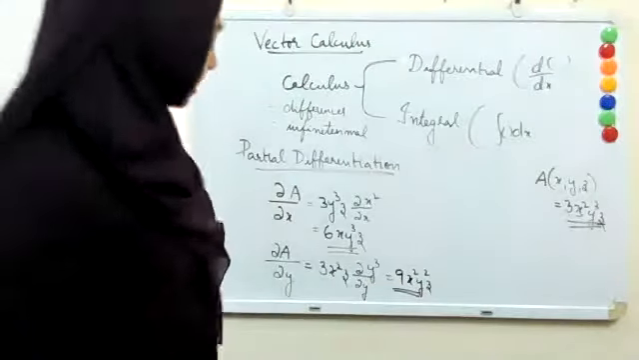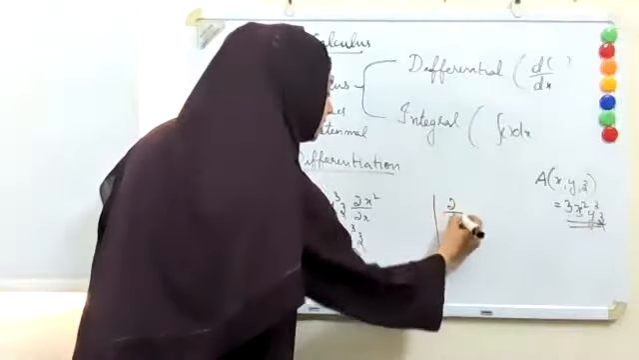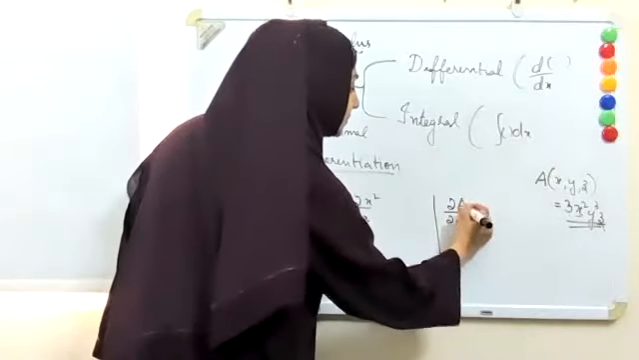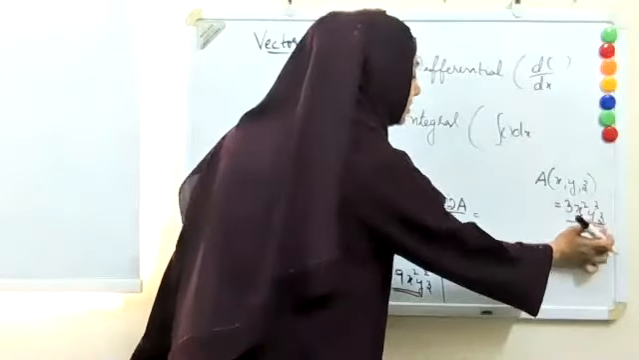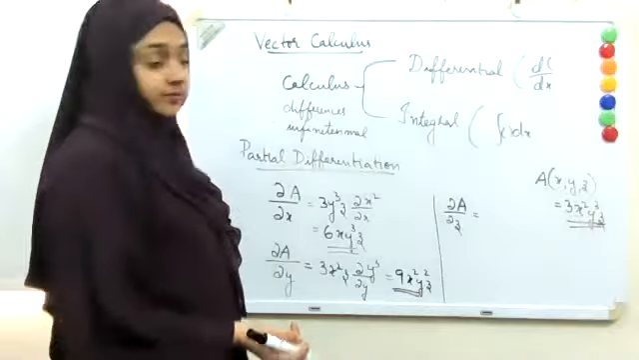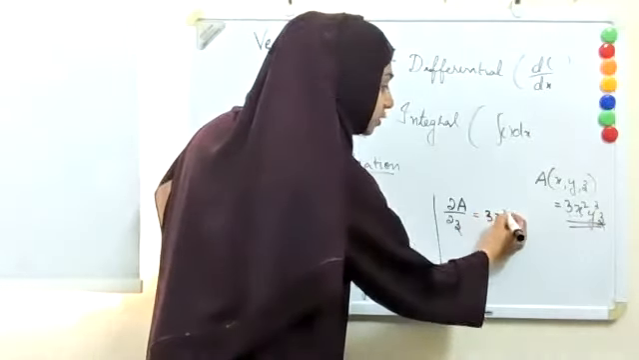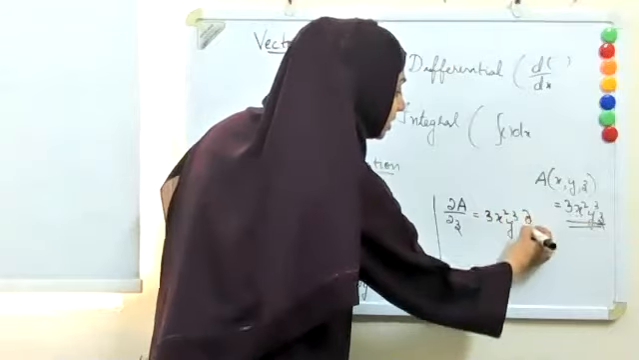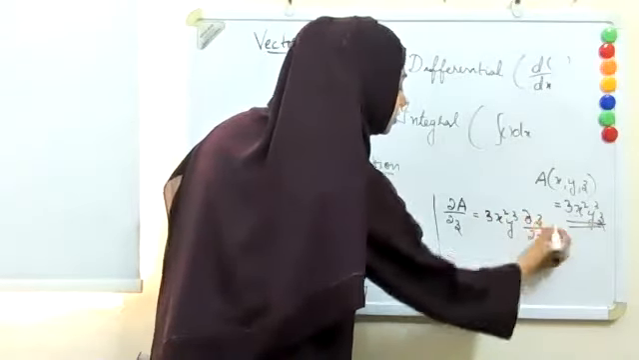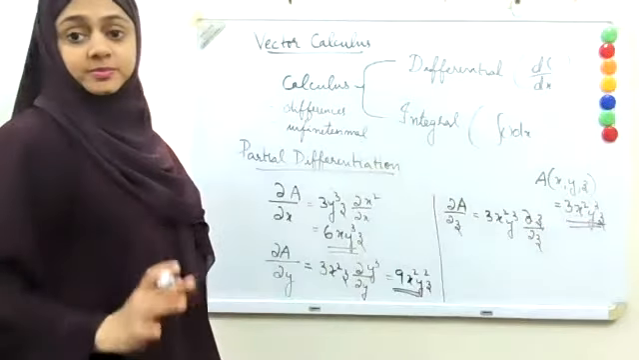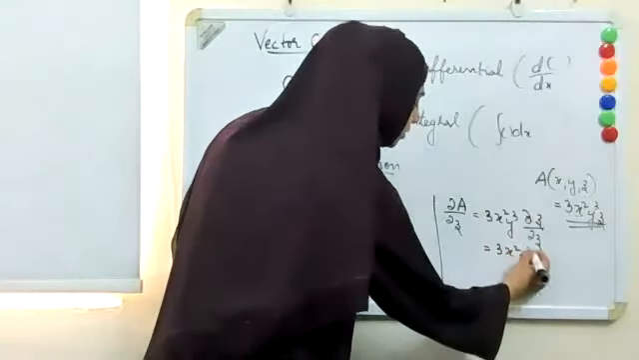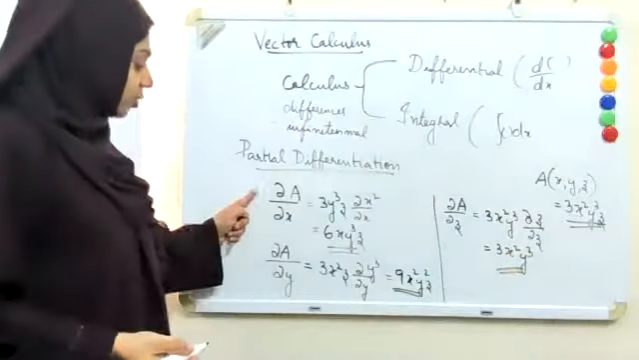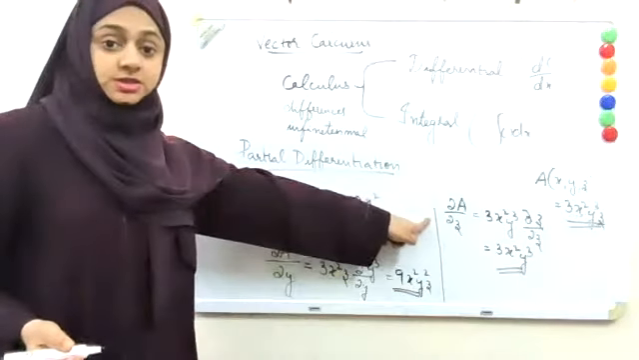Now, can you tell me what is dou by dou z of a? So here x and y are considered constant, only z is considered as a variable. So you can write 3x square y cube dou by dou z of z. What is dou z by dou z? 1. So this will be equal to 3x square y cube. So this is how we do partial differentiation.